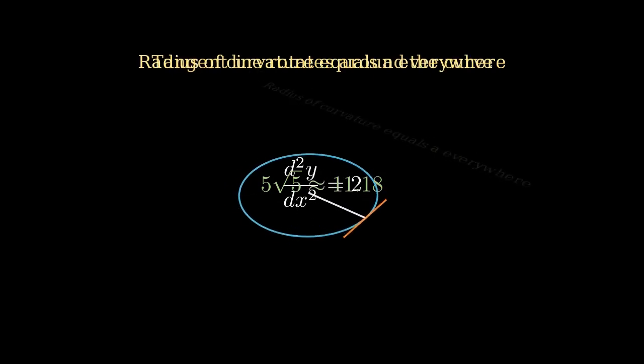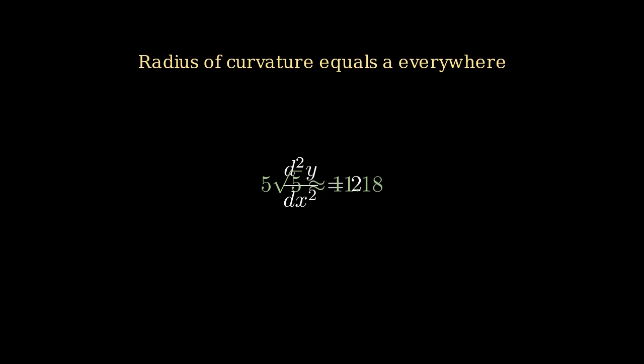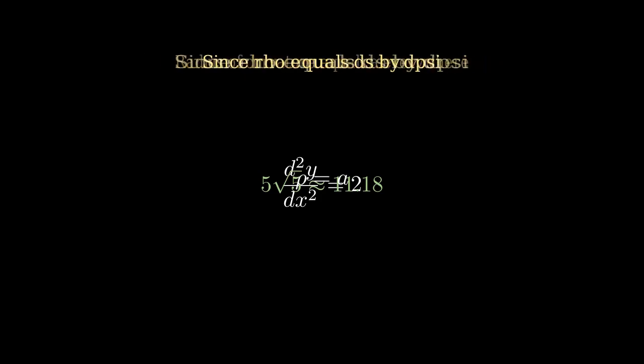For a circle of radius a, the radius of curvature stays the same everywhere, and it equals a itself. Since ρ equals ds by d psi, this means ds by d psi equals a, so integrating both sides gives s equals a times psi.